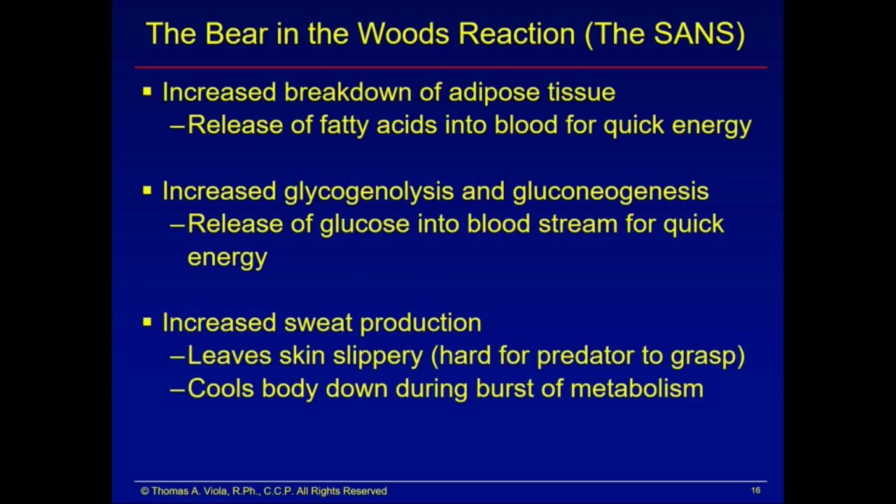And all that burning means a lot of heat, and so you increase your sweat production to cool off, which again goes back to the caveman days. Those that are slippery live to tell another story and live to move on to another day. So the more slippery a sucker you are, the more likely your predator is going to lose its grip, and you are going to live to talk about it.